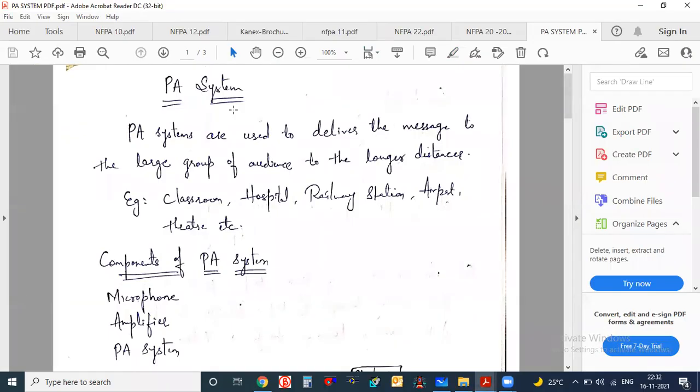Normally, the PA system is nothing but the speakers we see in railway stations, airports, or hospitals. And what is the meaning of PA system? We are using this PA system to deliver a message to a large group of audience, to the public and others. There is a very small calculation for the PA system, so I thought to show you that also. Majorly it is used in classrooms, hospitals, railway stations, airports, theaters. These are some necessary applications where PA systems are used.